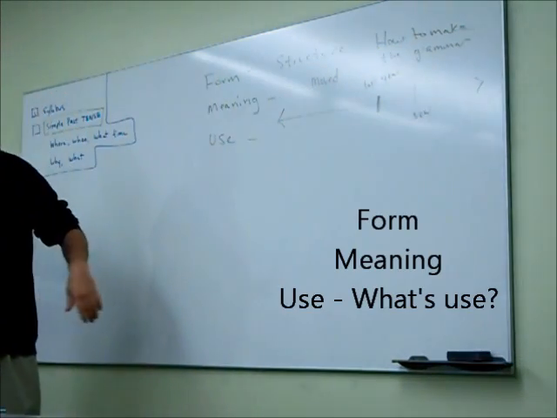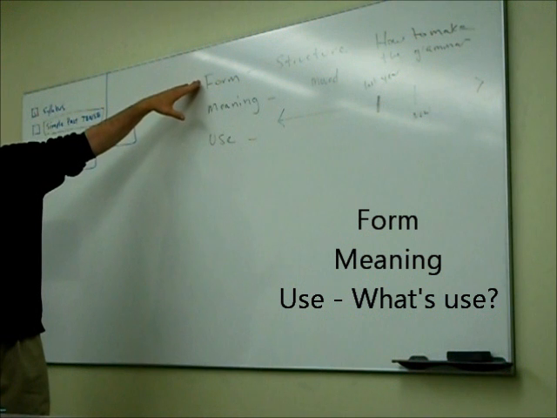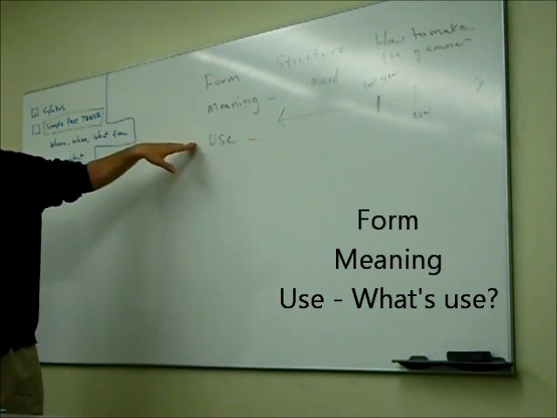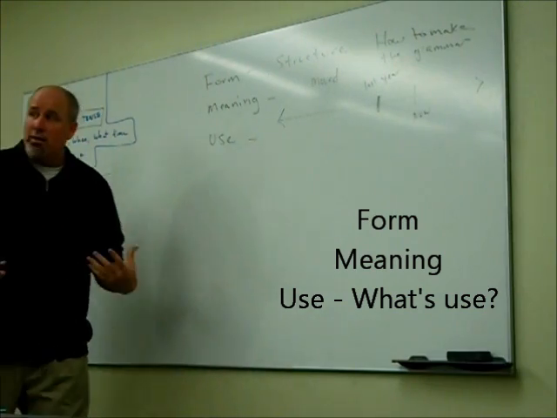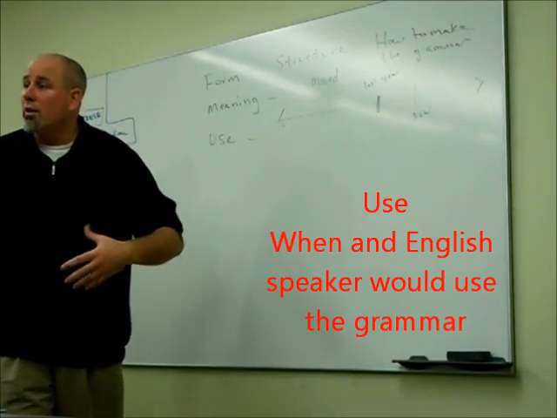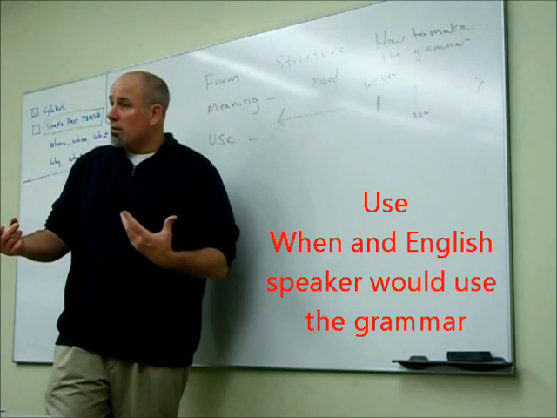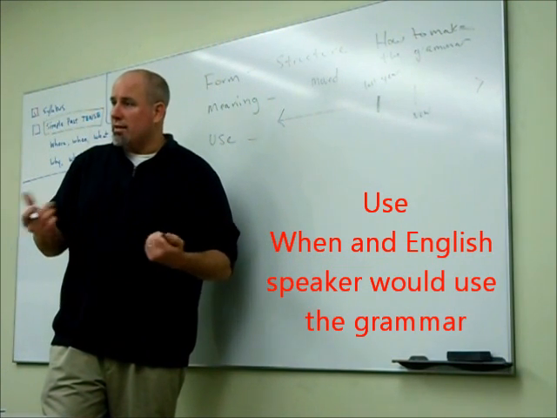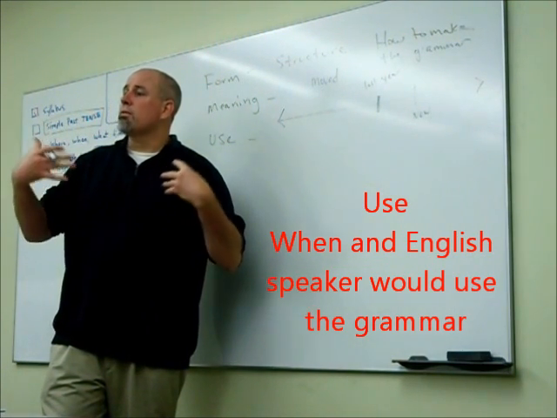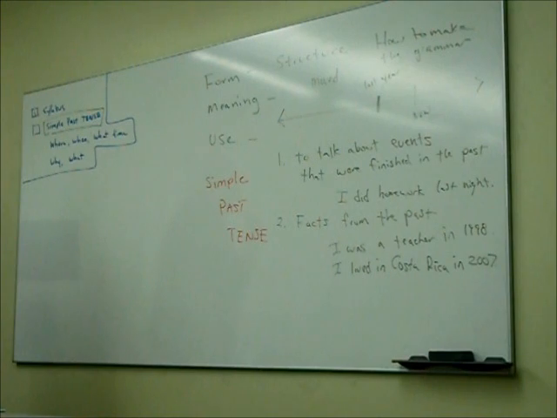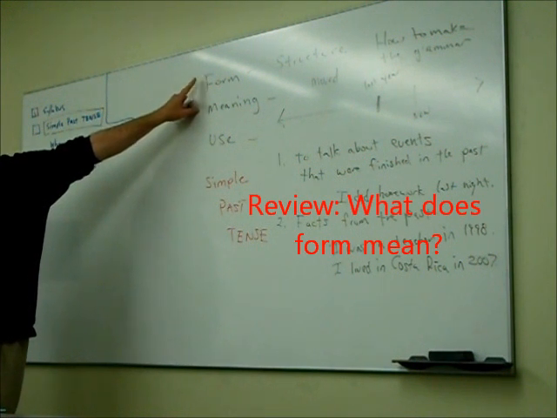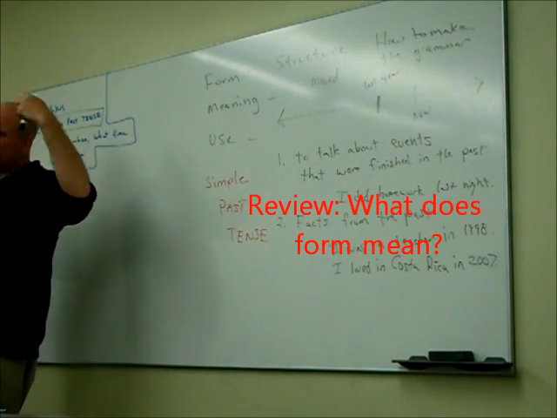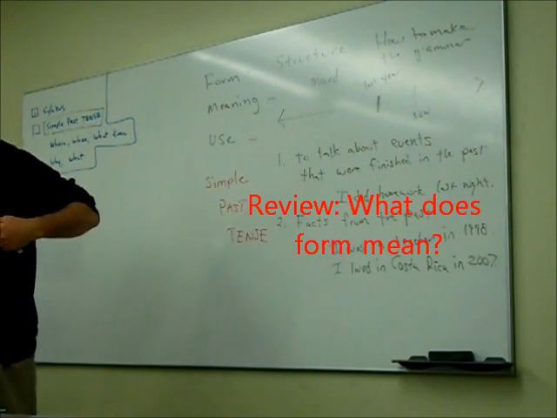So when we talk about grammar, again, we can talk about form, meaning, and we can also talk about use. Use is when an American or a native English speaker would use the past tense, okay? Or use the form that we're talking about. Okay, let me just ask really quickly. When we talk about grammar, we're going to talk about form. Can you tell me what that means? What does form mean?